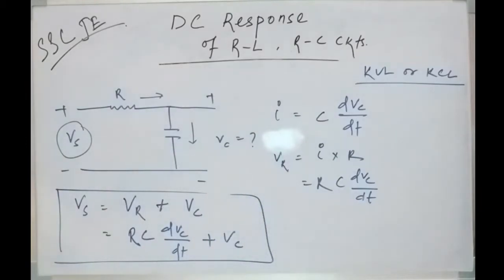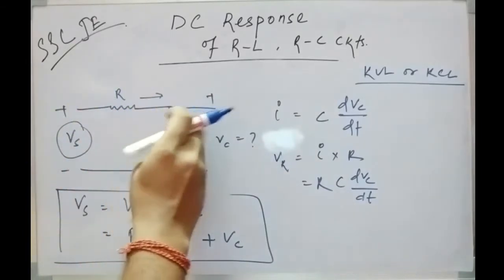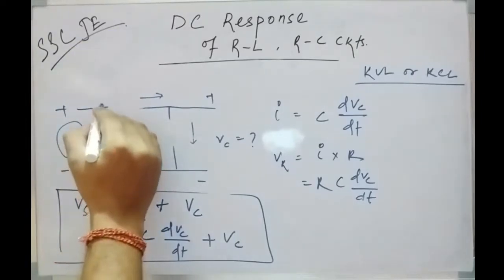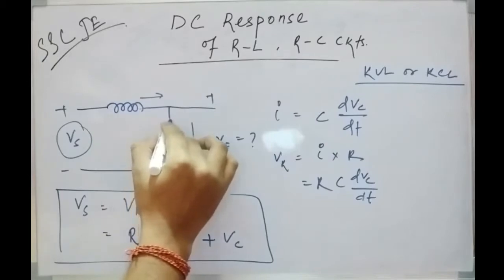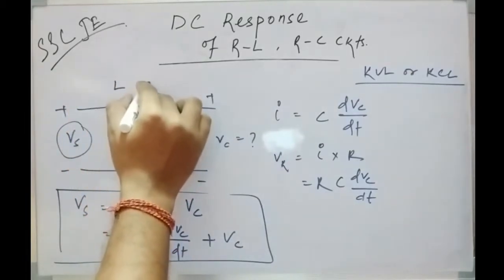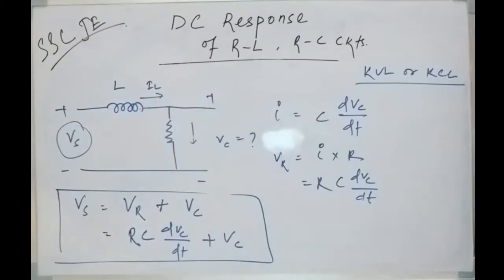From here you can find Vc by taking the solution of this differential equation. This is a first order differential equation, and we are going to find the solution. Likewise, if I take an RL circuit, what will I get? I am changing this circuit to the RL circuit. Here this is L, and this current we take as IL.